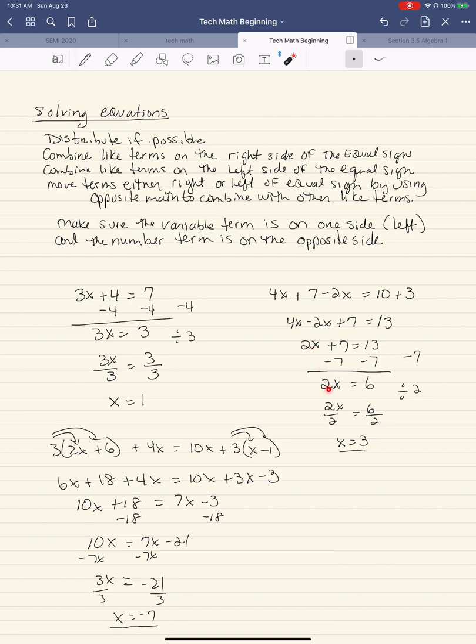The 2x is still here on the left. The equal sign transfers down. Divide both sides by 2. 2x over 2, 6 over 2, so you get x equals 3.